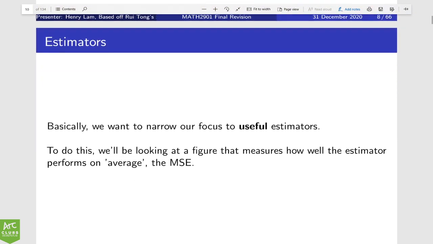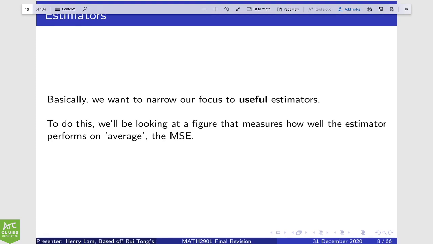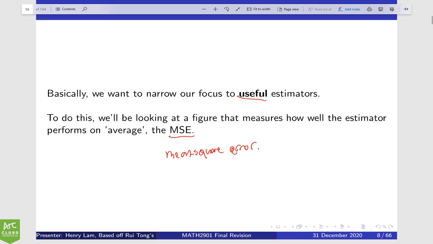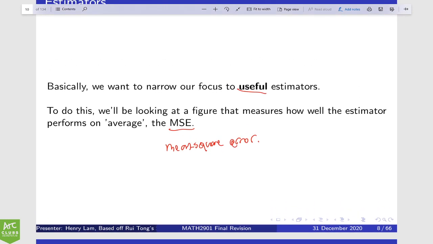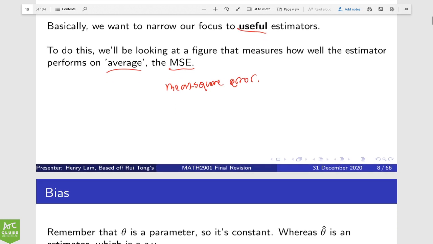There's an infinite number of estimators, so we're going to narrow our focus to particular estimators. Obviously, we want useful estimators. And the way we will define it in this course is by looking at the mean square error. And the lower it is, the better. It forms an average. The idea is similar to least squares.